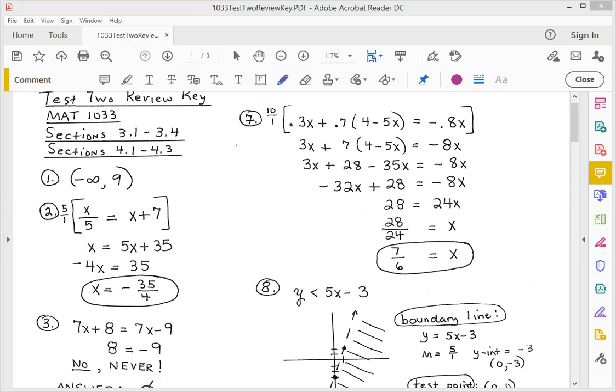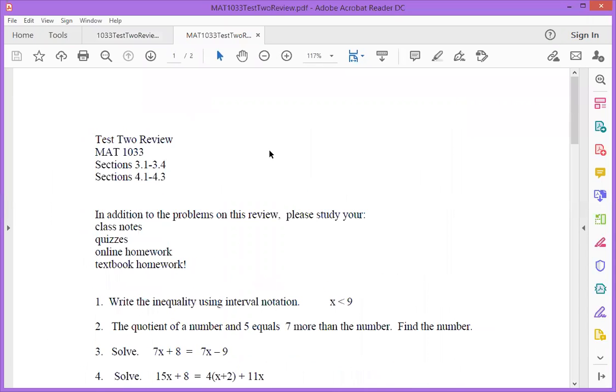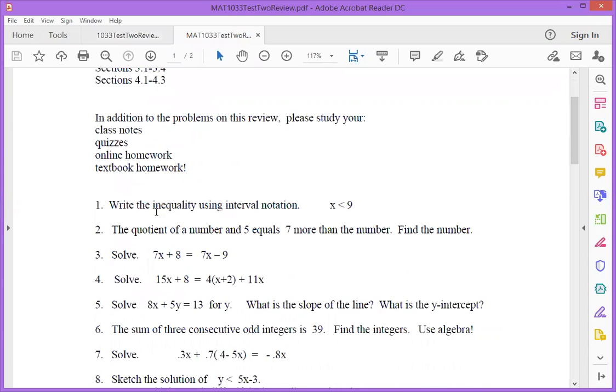then the responses. The reason we're seeing that is because you see now that in this first problem, we can't see what the question was, or the question itself is. All right, so we're going to look at the first question, which is write the inequality using interval notation.